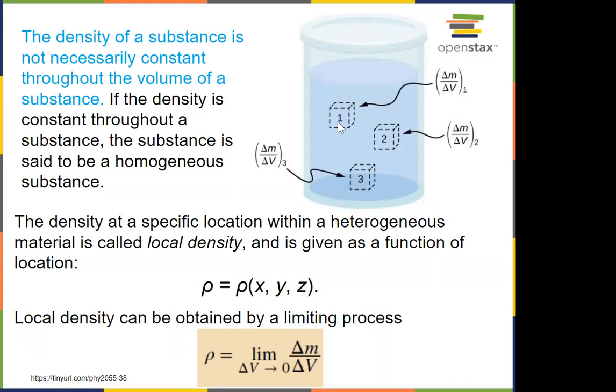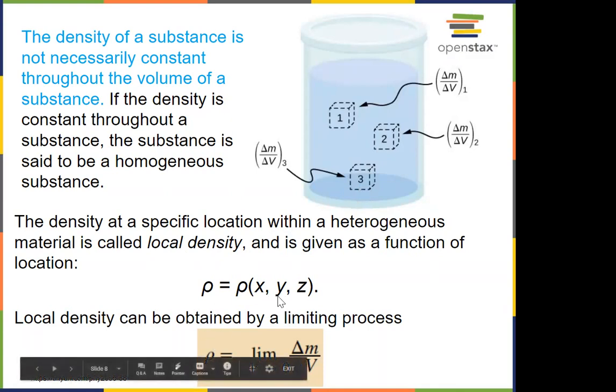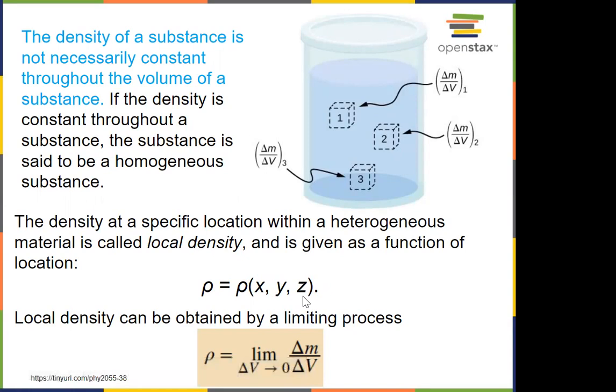With variation of density throughout the body, at any given position we can call the density at that position the local density. So that's the term local density: the density at some specific location. It might depend on the location x, y, and z if this is three-dimensional. In that sense, density is defined as the limit of a small volume approaching zero of the change in mass divided by the change in V, or the derivative of M over the derivative of volume V.